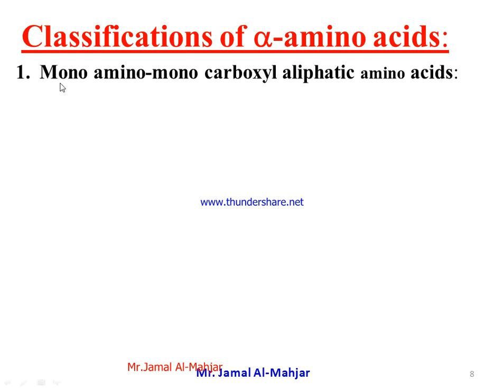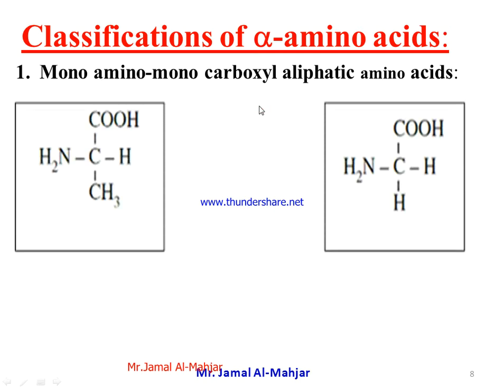The first type we call monoamino monocarboxyl. It means we have one amino group and one carboxyl group. Aliphatic means carbon atoms without a benzyl ring. They are not aromatic, they are aliphatic, it means carbon only without a benzyl ring. So monoamino monocarboxyl. We will see the example here.